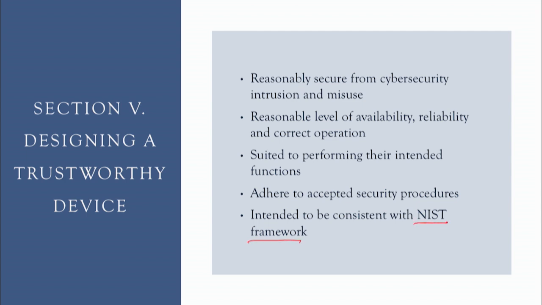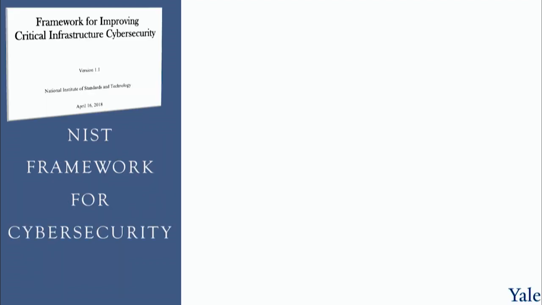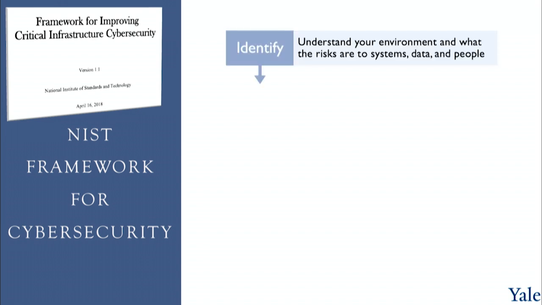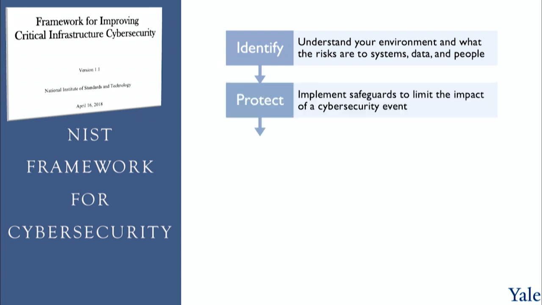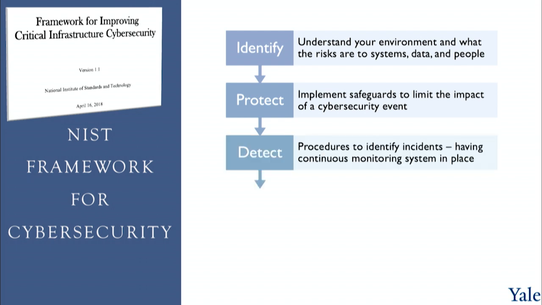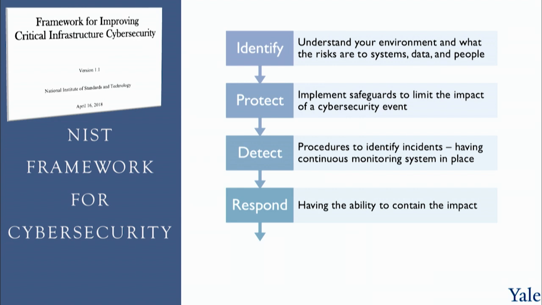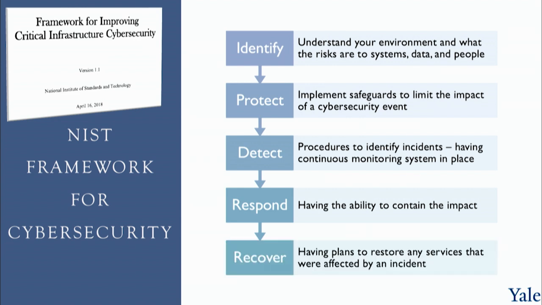The NIST, the National Institute of Standards and Technology, has a set of guidelines for cybersecurity, and we're going to look at the principles in this slide. This consists of 5 components. The first is identify. You need to understand your environment and what the risks are to systems, data, and people. We need to protect. We need to implement safeguards to limit the impact of a cybersecurity event. We need to detect. You have to have procedures to identify incidents, having a continuous monitoring system in place. So we need to be able to figure out if we are under attack and if something has happened. We have to be able to respond and to contain the impact as quickly as possible. And we have to be able to recover. We have to have plans to restore any services that were affected by an incident.